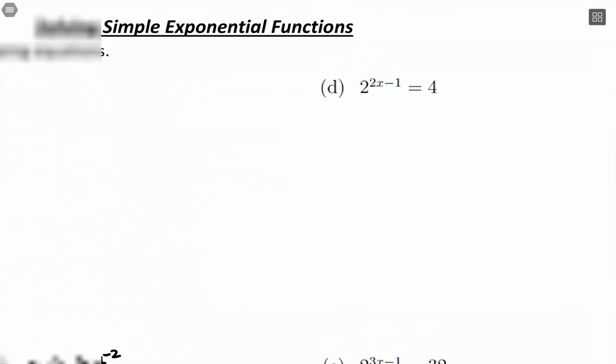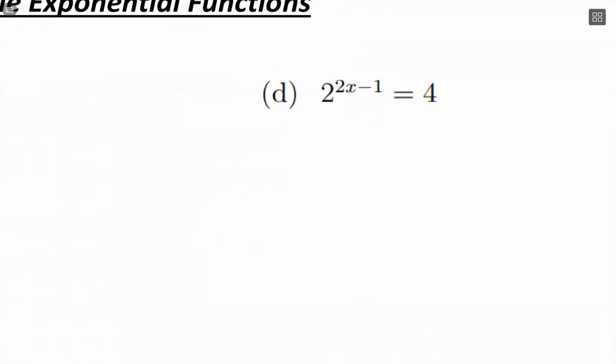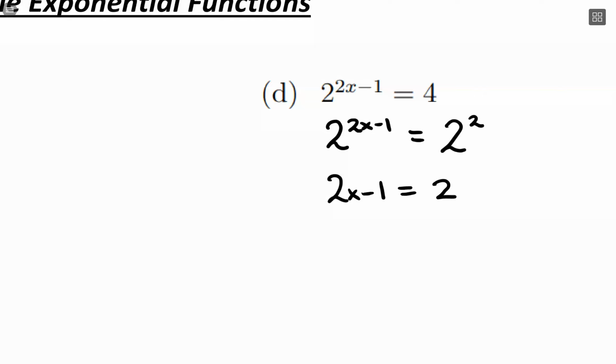So let's go up here to D. So 2 to the 2x minus 1, I'll keep that in that form. But then 4, I'll express as 2 squared, so that now we have the same base. Now all we want is to have that exponent 2x minus 1 equal that exponent of 2. So 2x minus 1 equals 2. Add 1 to both sides. Divide by 2. And we'll get x equals 3 halves.